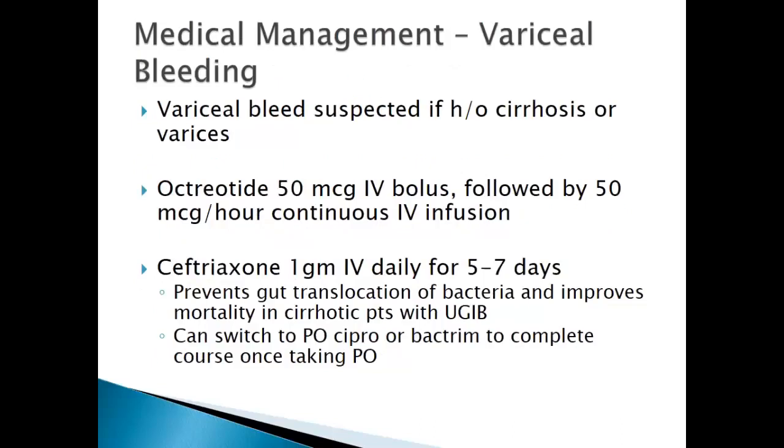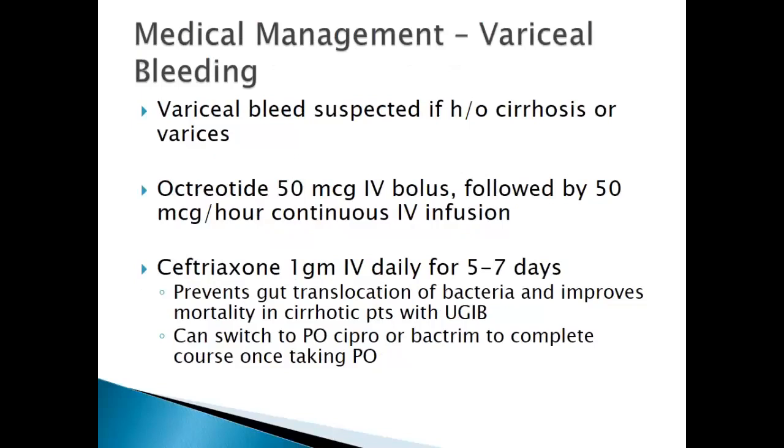So variceal bleeding, again, if you suspect varices, you're going to be doing all that resuscitation stuff, and you're going to be calling us, and we're going to be getting a plan together quickly. So again, if there's a history of cirrhosis or varices, you treat with octreotide 50 mics IV bolus followed by 50 micrograms per hour continuous IV infusion.